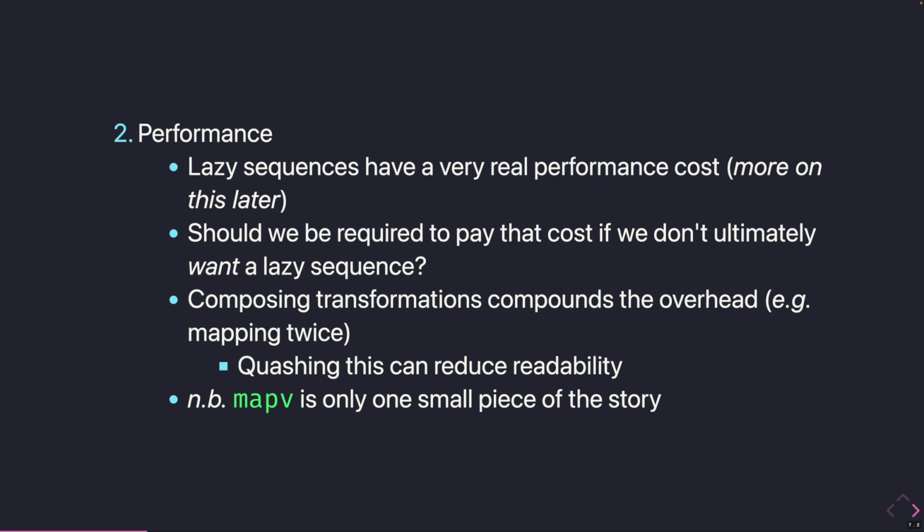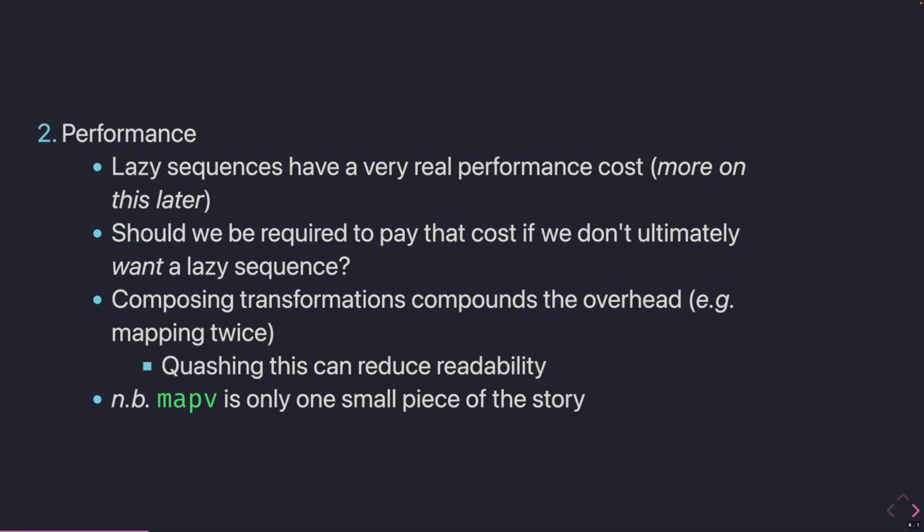It's worth saying that map V, for example, which people will use to force eagerness of a mapping, helps a little bit with this, but it is clearly not a holistic solution to the whole question of sequences being produced by traditional transformations in Clojure.